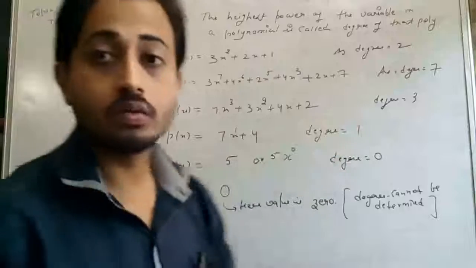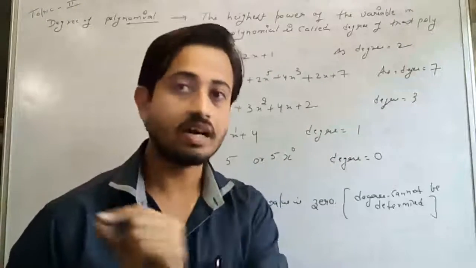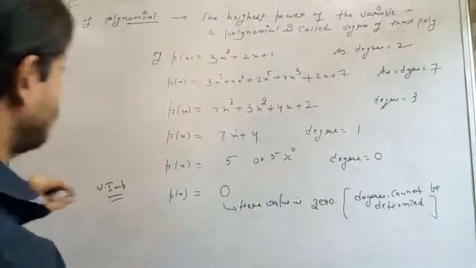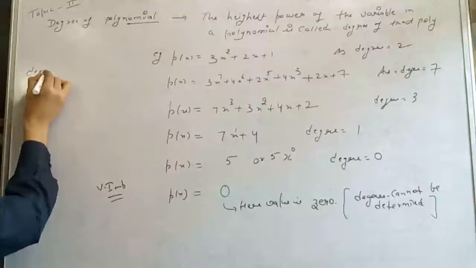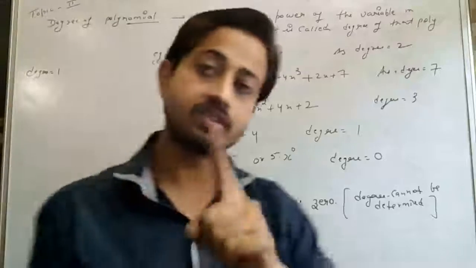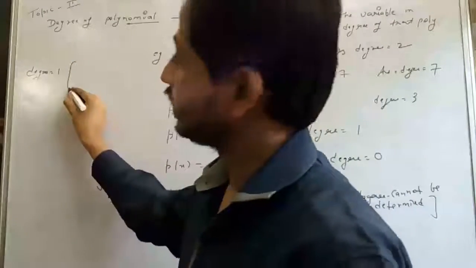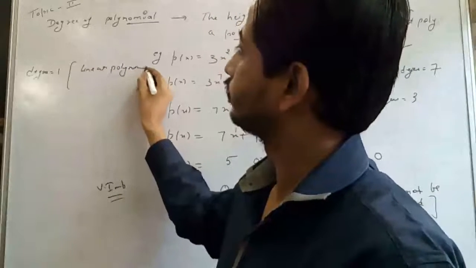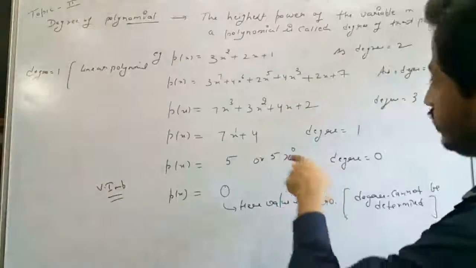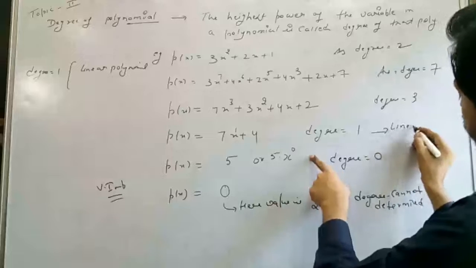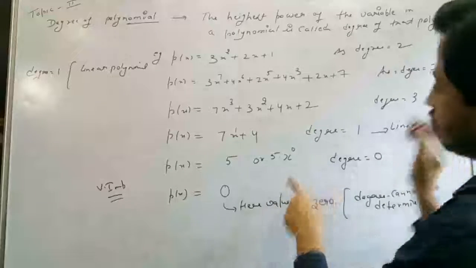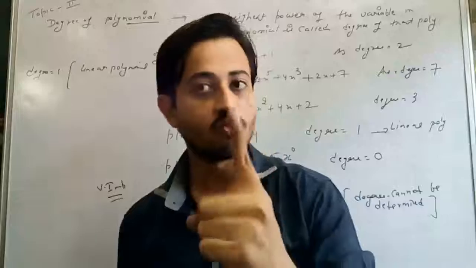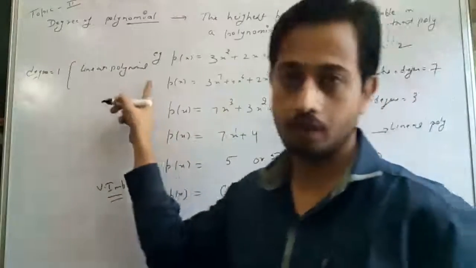And this polynomial, according to the degree, some polynomials have been given names, and we have to deal with their names. What's the name? Please make a note. If you find the degree of any polynomial is equal to 1, we name it a linear polynomial. For example, this is your linear polynomial. Again I repeat, if you find any algebraic expression or polynomial whose degree is 1, that polynomial is called a linear polynomial.